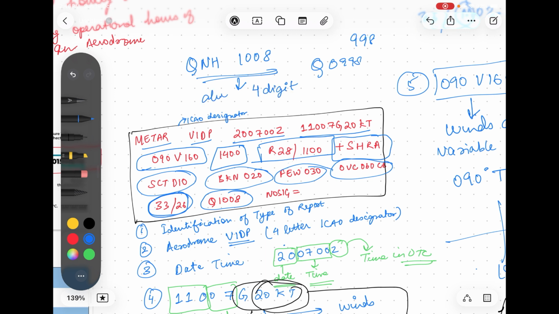So it always has to be in 4 digits. Always. Very important. There will be questions in your exam where they will give you an option to find a mistake, or they'll ask what you would write if the pressure is this, how will it be written. There would be an option as Q998, and then there will be an option of Q0998. The correct answer is Q0998. So it always has to be 4 digits.